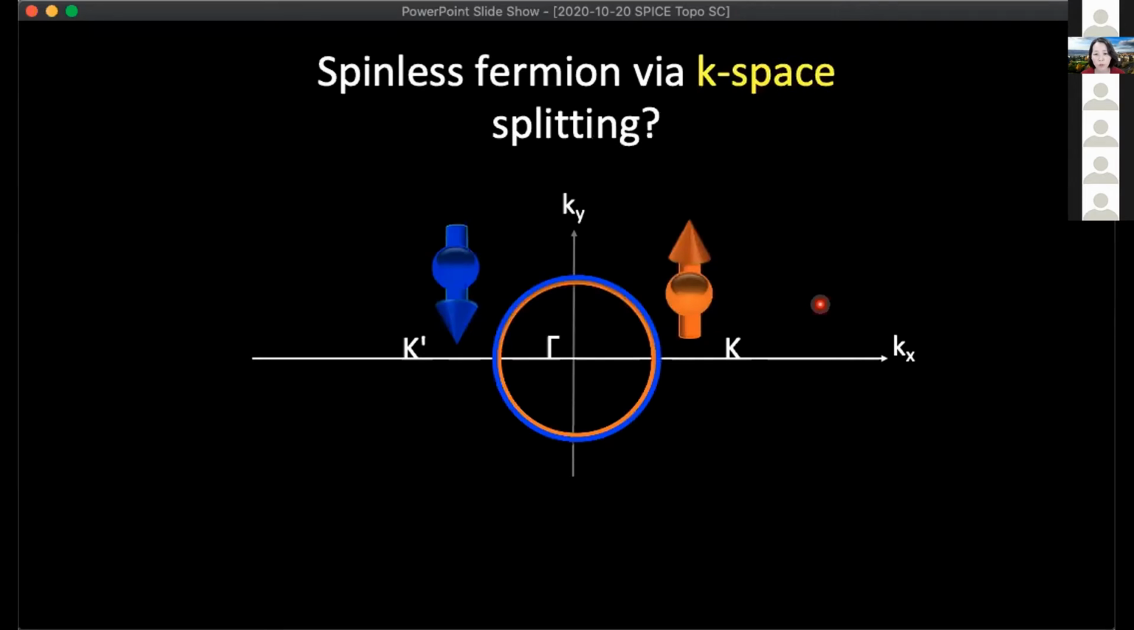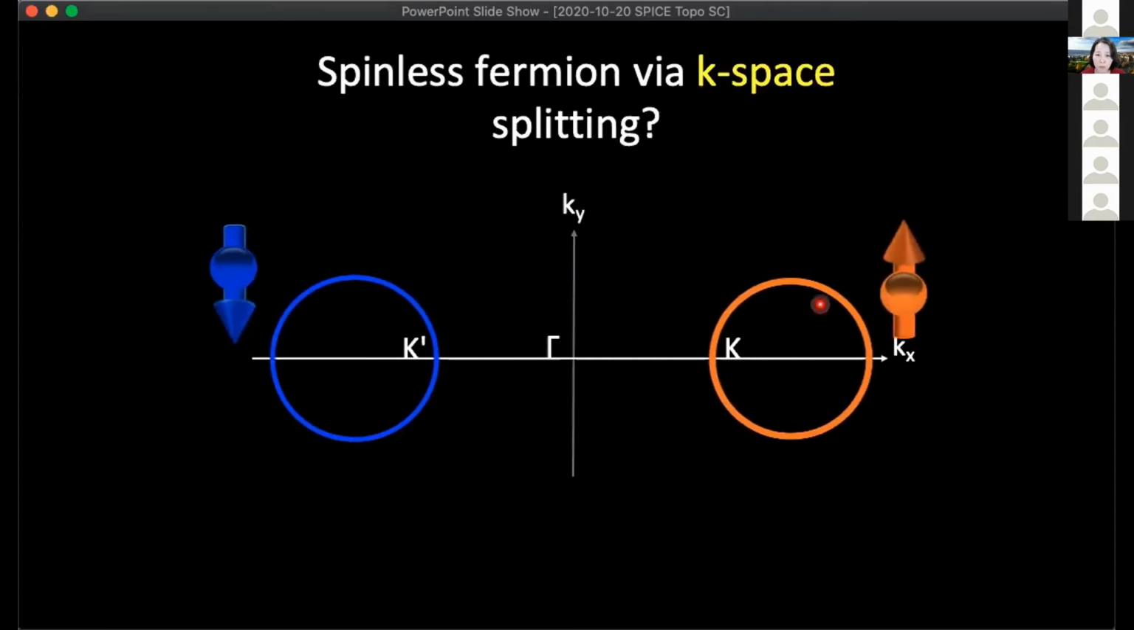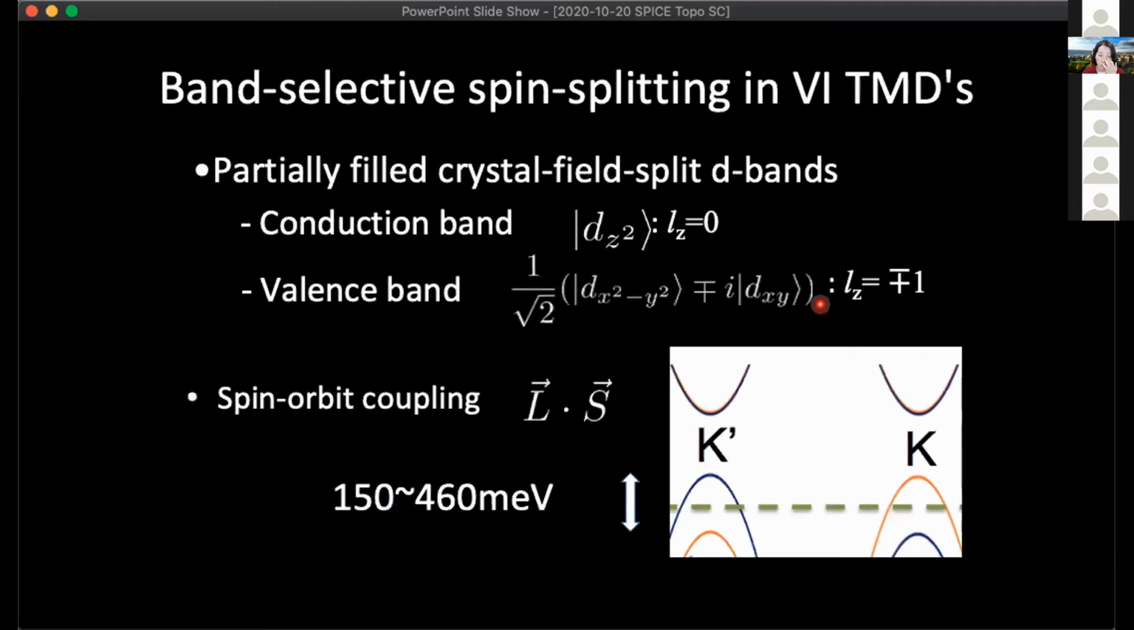Now, what about achieving this spin splitting or spinlessness in momentum space? In multi-valley systems such as TMDs, with spin-orbit interaction, this can be possible. So this is precisely the situation in the valence band of group 6 transition metal dichalcogenides. These are d electron systems, and there is significant spin-orbit coupling. Spin-orbit coupling is of this form, L dot S. And what's happening is that because the valence band has Lz equal to plus or minus 2 while the conduction band has Lz equal to 0, the valence band experiences very significant splitting due to the spin-orbit coupling.